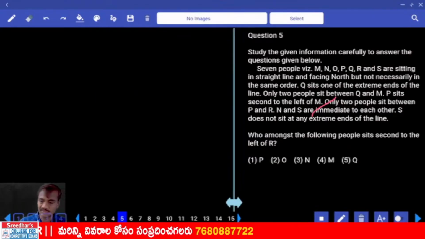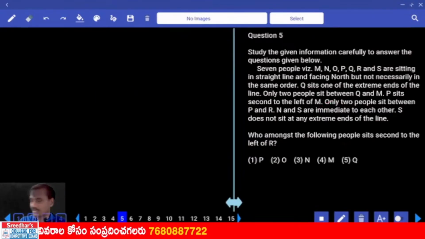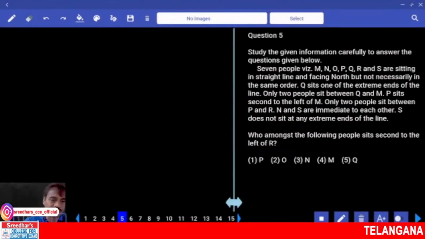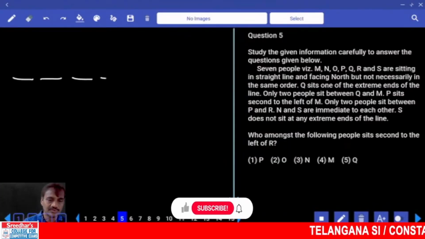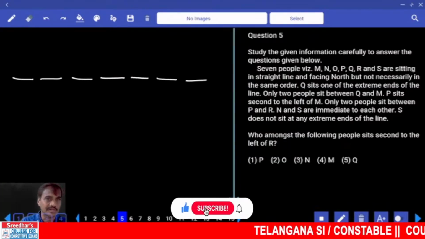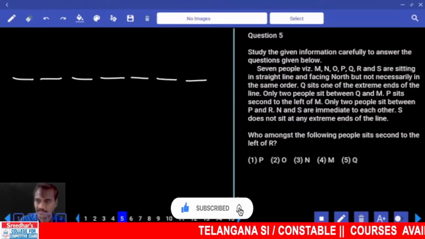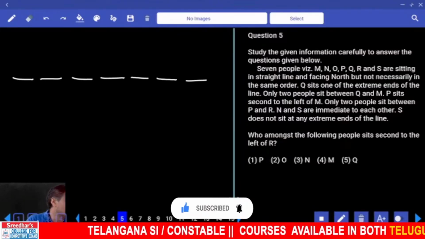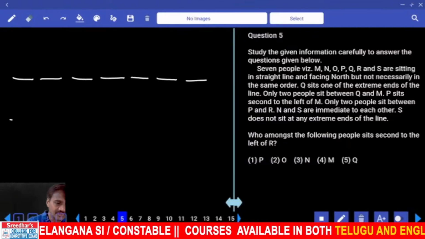Then coming to question number 5 onwards. Now 7 people are seated in a straight line facing north. 7 persons were there, and these 7 are facing towards north. Then Q sits at one of the extreme ends of the line. How many possibilities do we have? 2 possibilities. What are those 2?